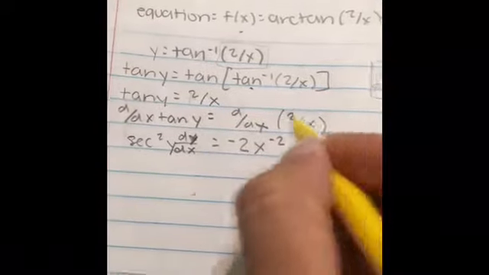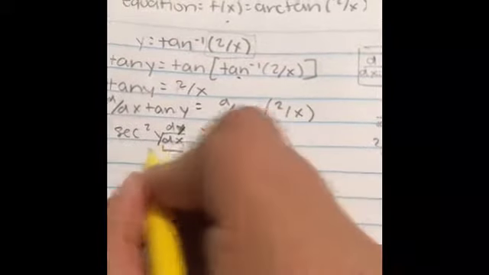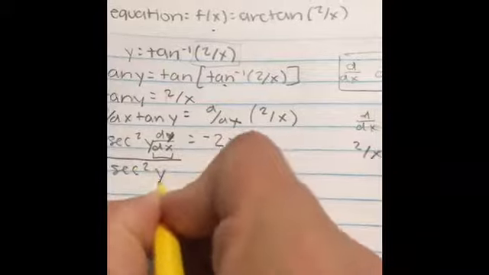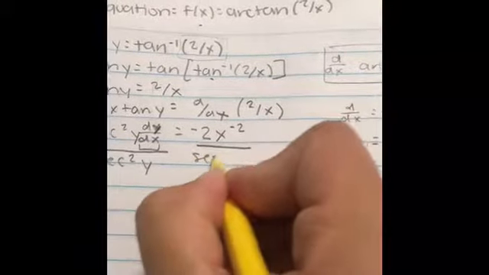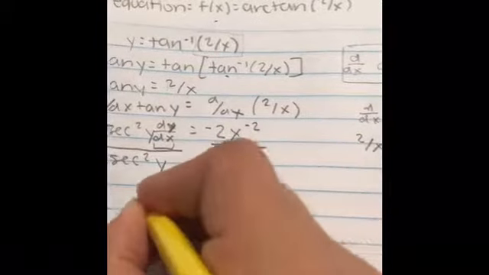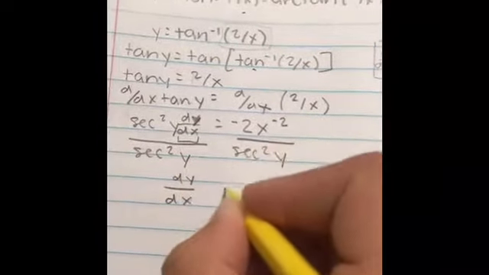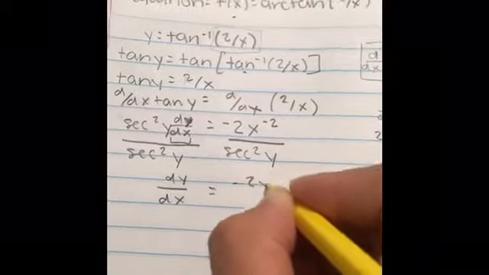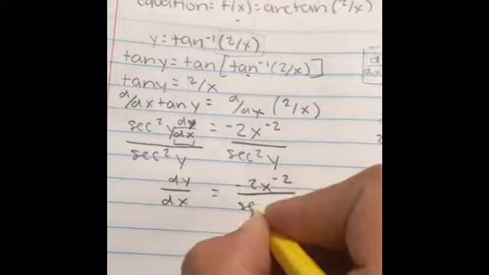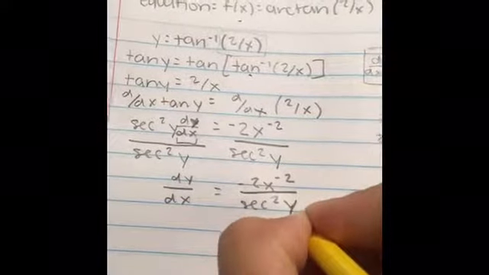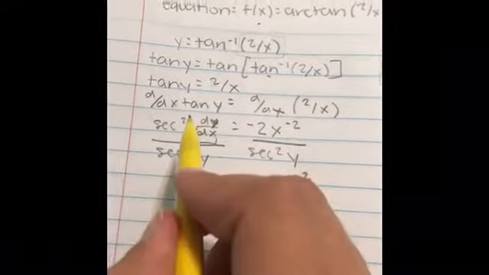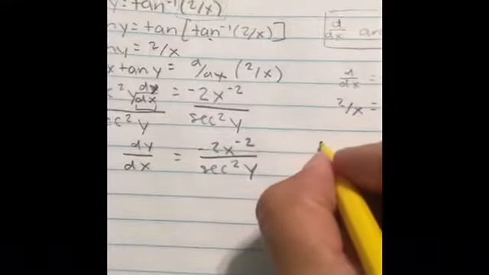And then now what we want to do is get this by itself. So we're going to divide by secant squared y on both sides. So we have dy over dx equals negative 2x to the negative second over secant squared y. Now we have to relate secant squared y back to tangent y. And to do that, we're going to use a Pythagorean identity.